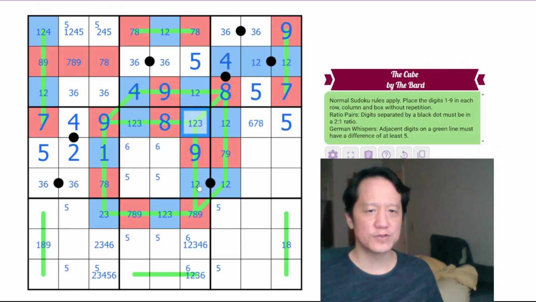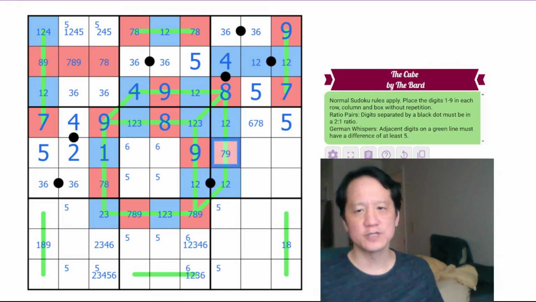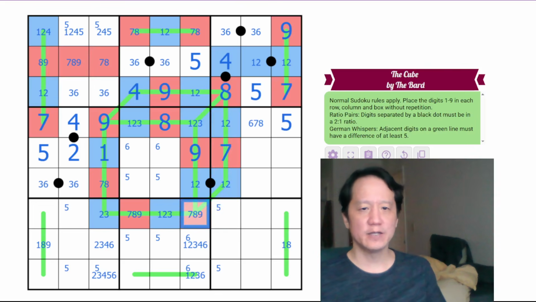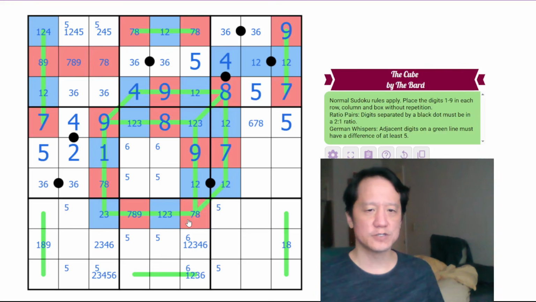One of these is a 3. This is 9, so this cannot be 9. It's 7, which is next to 1 and 2. 9 eliminates 9 here, so this is 7 or 8.